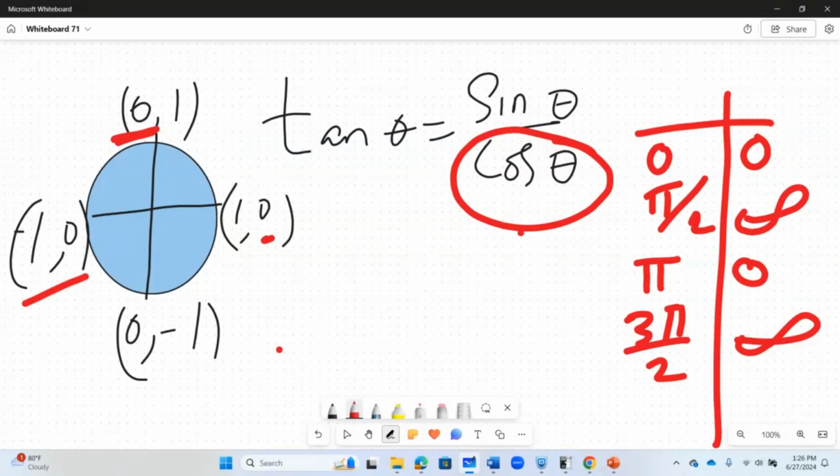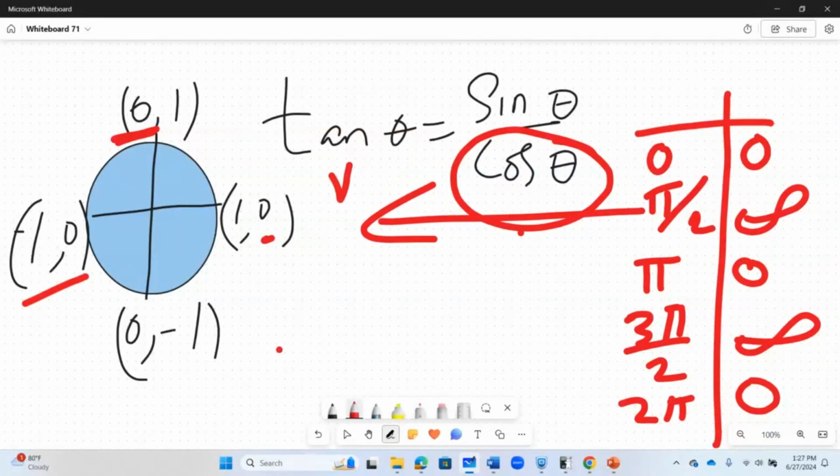All right. Tangent of 360, that is 2 pi. At 360 the point is (1, 0). Sine over cosine, so 0 over 1, that is 0. All right. So at this point, tangent has a vertical asymptote. Vertical asymptote, VA.